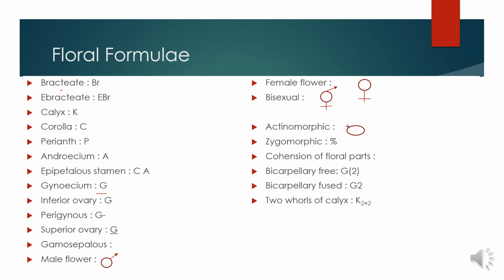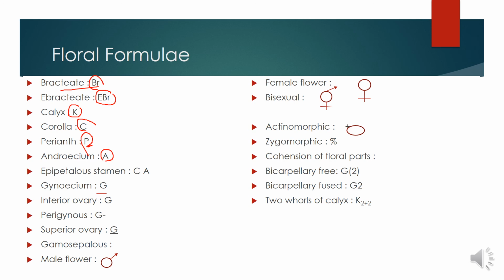So if bract is present, it is denoted as Br. If bract is absent in a flower, then we write it as EBr. Calyx is denoted as K, that is the outermost whorl. Corolla or the petal is denoted by C. If the calyx and corolla are not distinct, we have the perianth, which is denoted by P. The male whorl is the androecium. One or two whorls, both are called androecium.